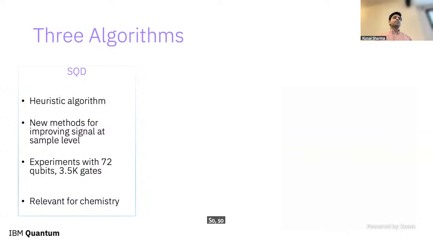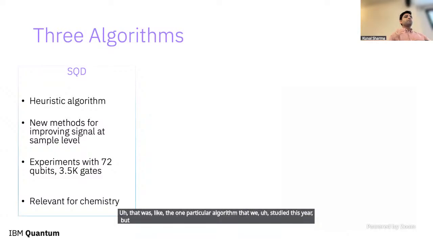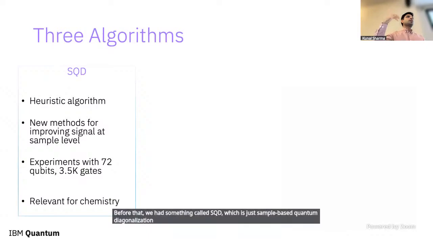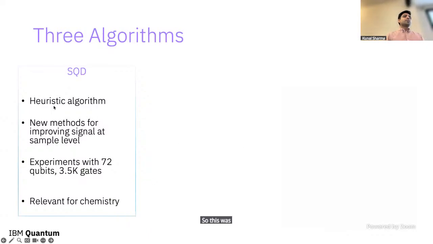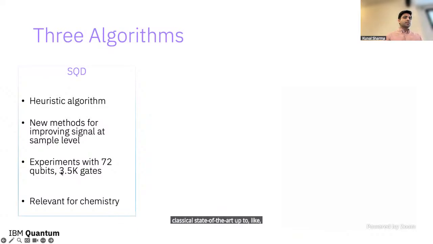So far, I hope you at least partially agree that there are some provable guarantees, and then we could also build trust in the experiments. That was the one particular algorithm that we studied this year. But before that, we had something called SQD, which is sample-based quantum diagonalization. There is no Krylov part in it. This was done for chemistry. This was very heuristic, there were no proofs. But there also we could get good convergence to the answer, matching classical state of the art up to like 70 qubits.